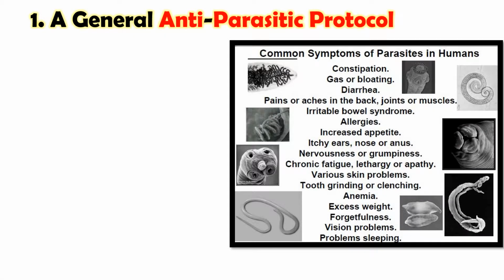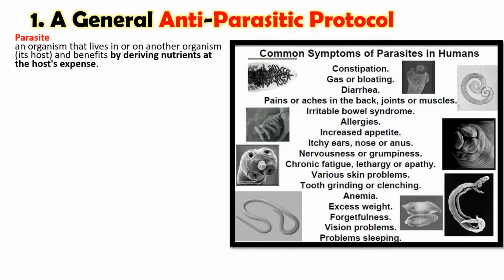Parasite infections are the first thing we want to address when looking at parasite, bacterial, and fungal infections. If someone had all 3, parasite infections would be generally the first thing we would want to address. A parasite is an organism that lives on or in another organism, its host, and it benefits by deriving its nutrients at the host's expense. This is important because the environment we have within our body will determine whether that parasite will stay with us or not. So that's why diet is so important.